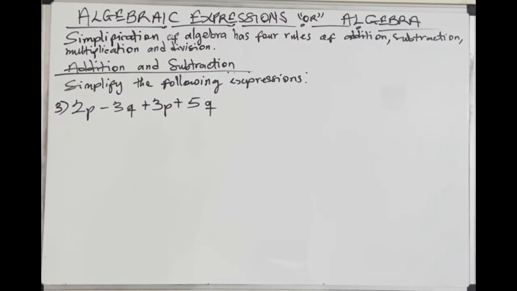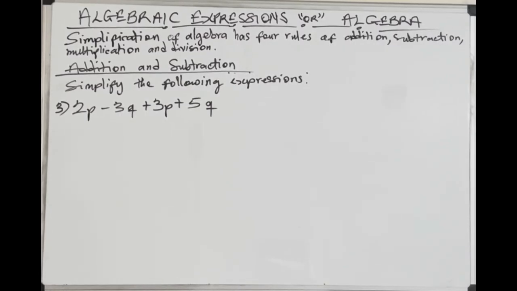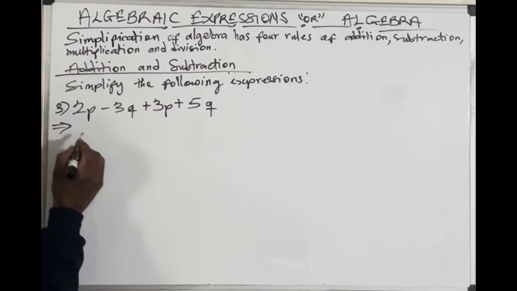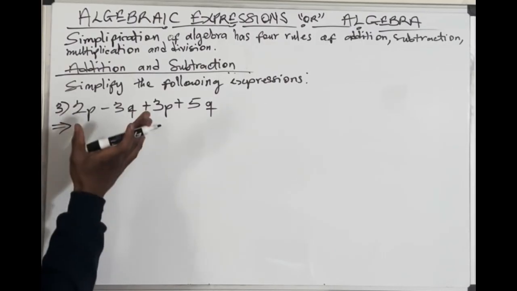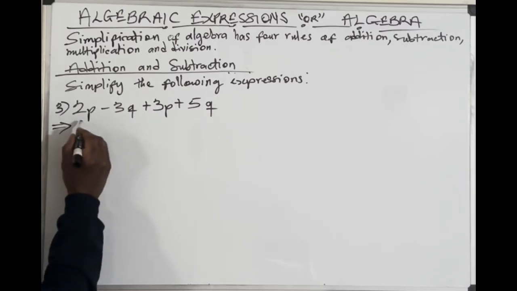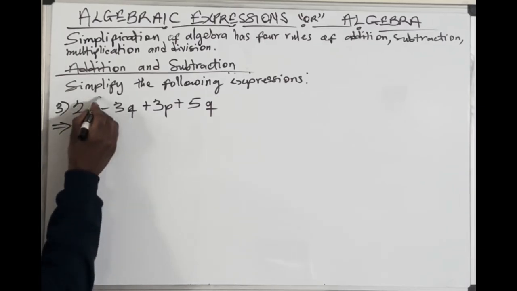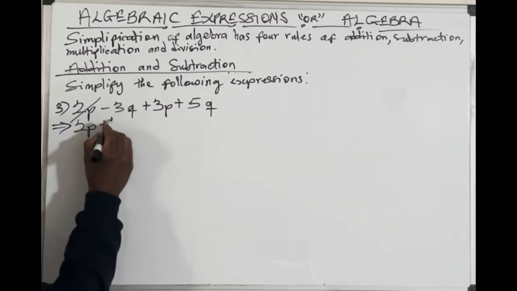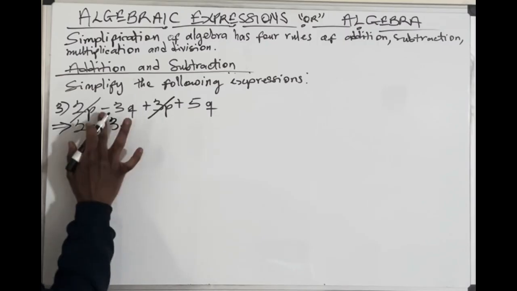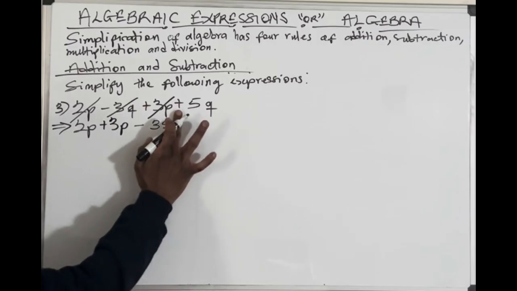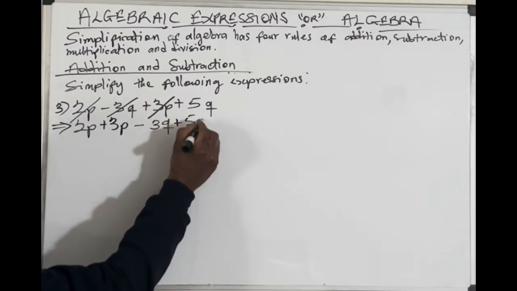Okay, so we have another beautiful question here. So the same process. We'll group like terms and then we continue. So algebraic expression is very easy. One of the easiest topics I love in math. Okay, all right. So 2p, we cancel. Let's look for a p. So it comes with what? Plus 3p, cancel. And minus 3q, then plus 5q.